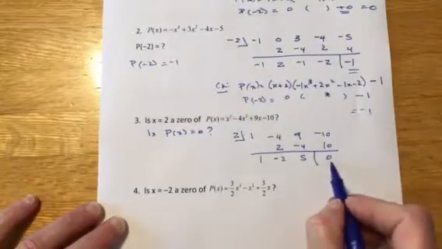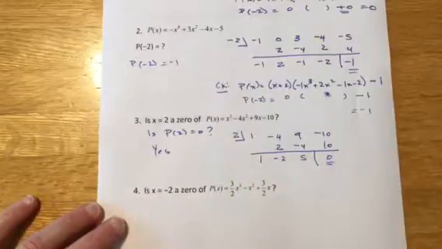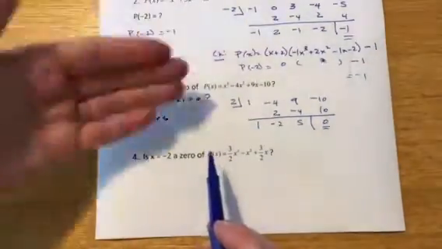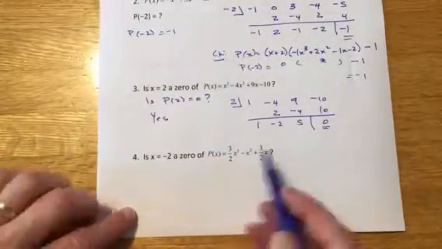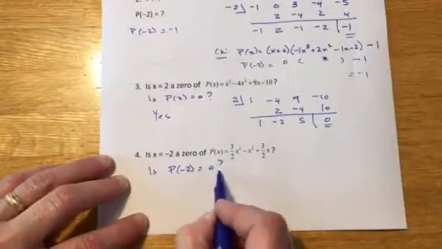Okay, so is p of 2 0? Yep, that's what it turned out to be. So the answer here is yes, x equal to 2 is a 0. Okay, so again, we're doing the same thing, but you have to remember what it means. What does it mean, is x equal to -2 a 0? That's the same thing as saying, is p of -2 equal to 0?